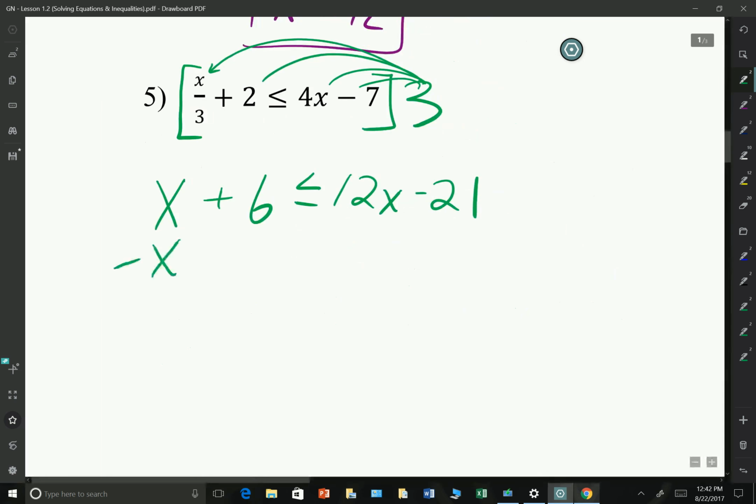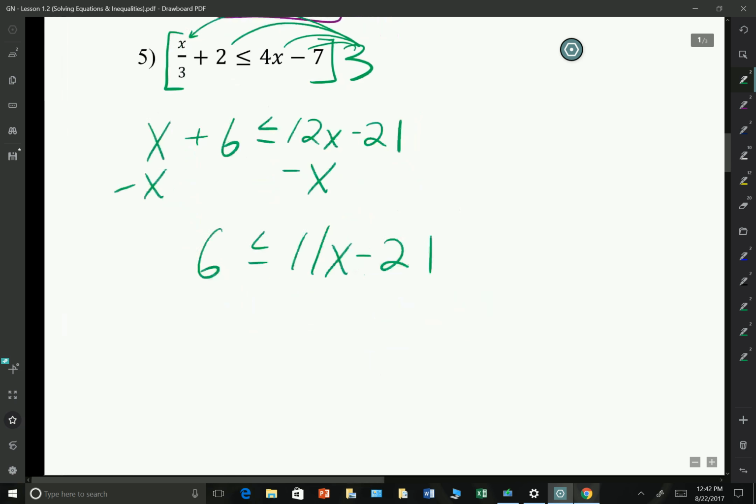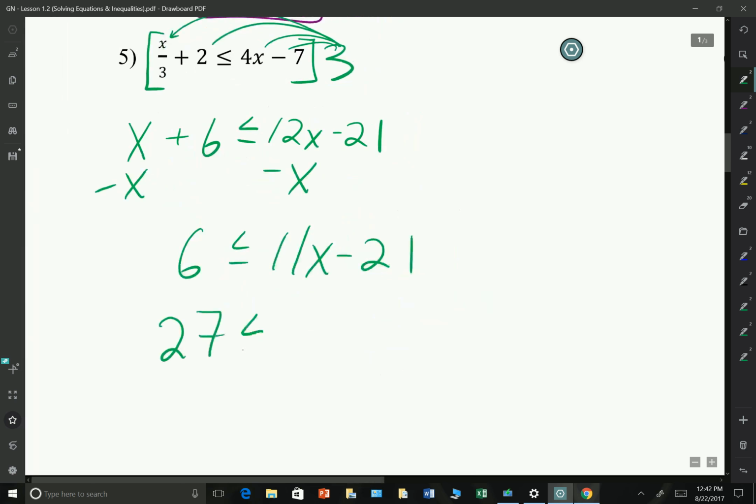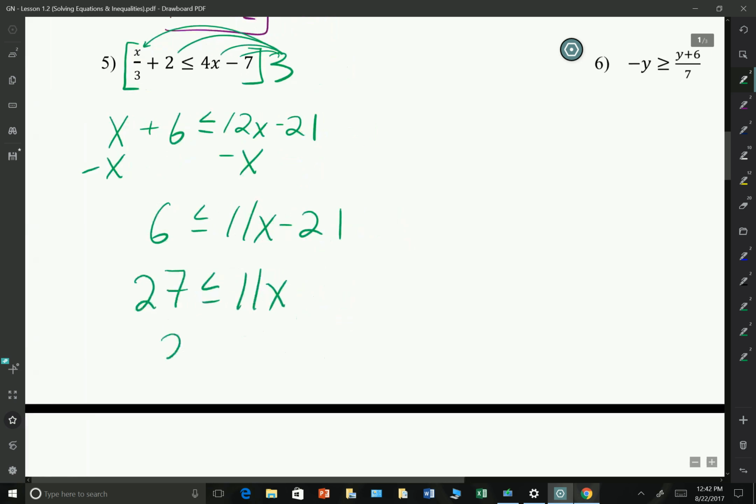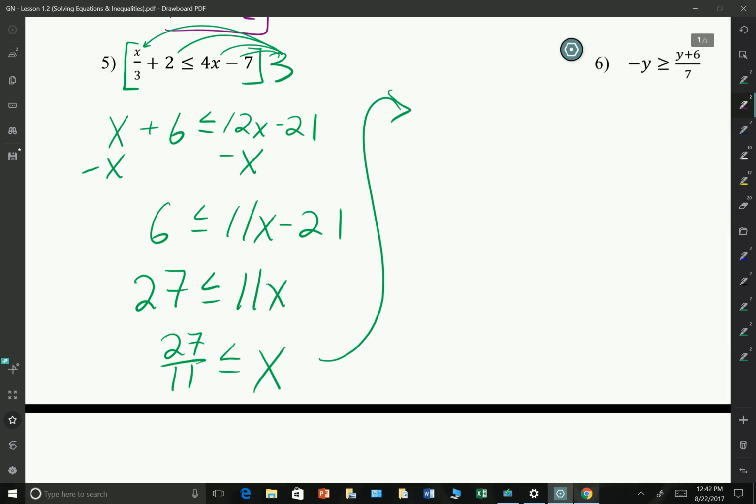I would subtract the x. So 6 is less than or equal to 11x minus 21. Add the 21. 27 is less than or equal to 11x. And when I divide by 11, I'm going to keep it as 27 over 11 is less than or equal to x. But there's a problem with that. How are you supposed to write your final inequality statement? Never like that. Never 5 is greater than or equal to x or 27 is less than or equal to x. How should it always read?